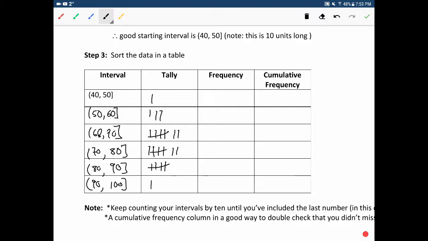And through the magic of editing, I finished all of those. So now we just go through and add them all up. We say, well, there's 1 in that interval. There were 3 in that interval.